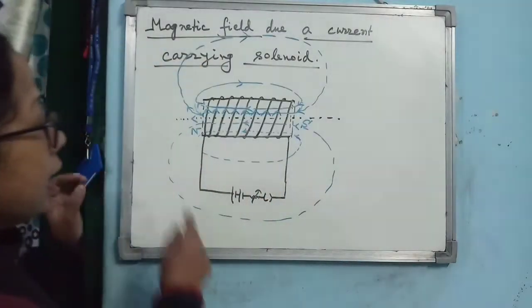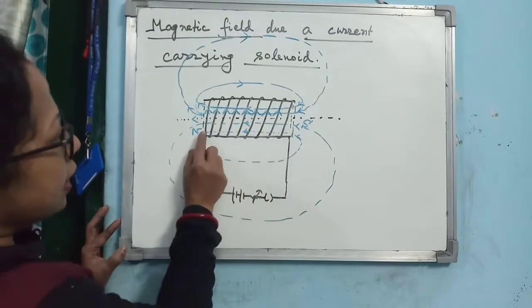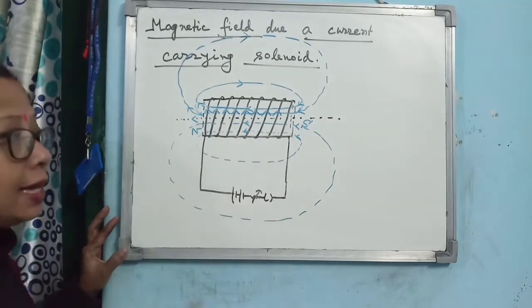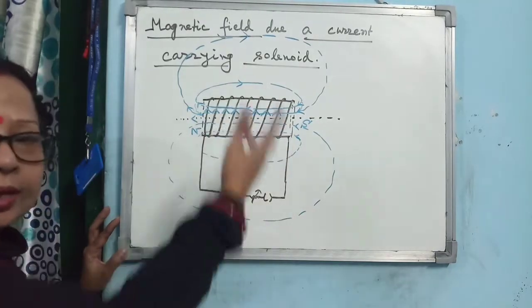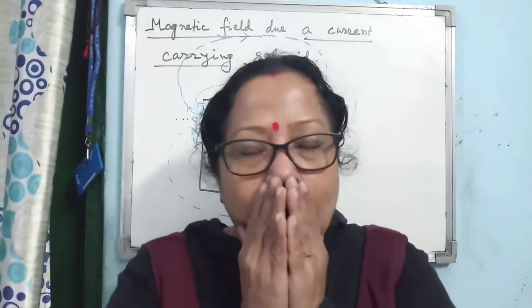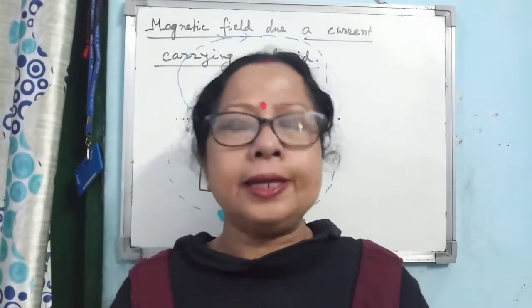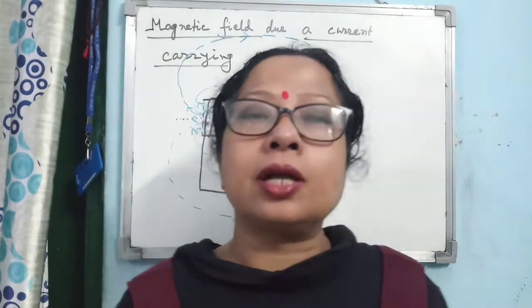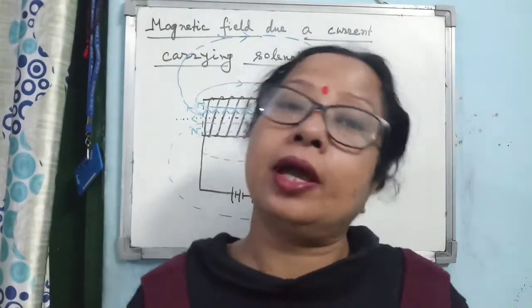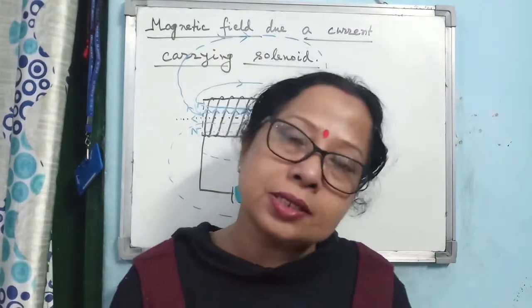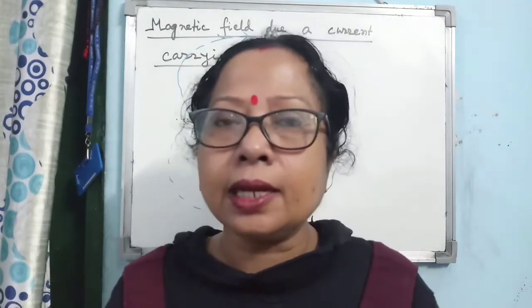The next point, if you increase the number of turns, here you see I have taken 1, 2, 3, 4, 5, 6, 7, 8, 9 turns. Instead of 9, if you take 15, 20, means if you increase the number of turns, then you will observe the magnetic field also increases. So what is the next point you have to remember? Magnetic field depends on the number of turns of the solenoid. If the number of turns increases, magnetic field increases and vice versa. Is that clear? Clear to everyone?